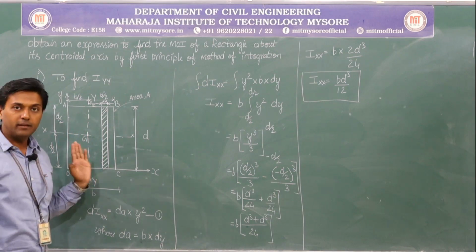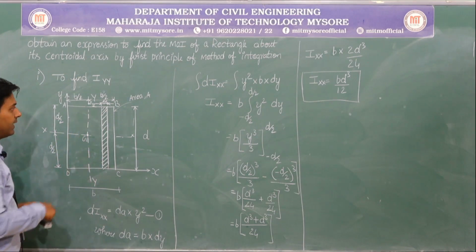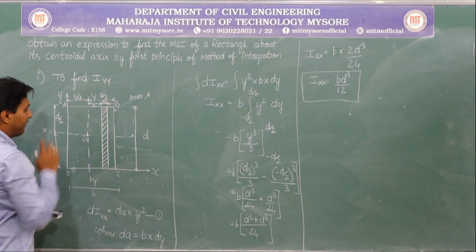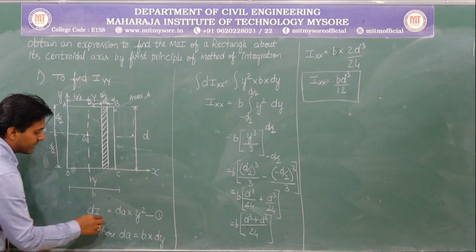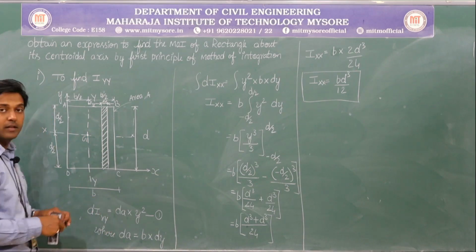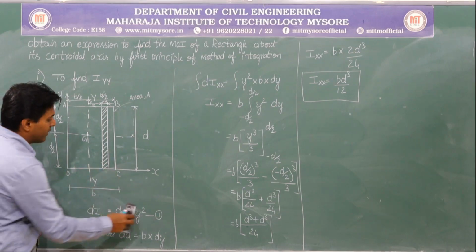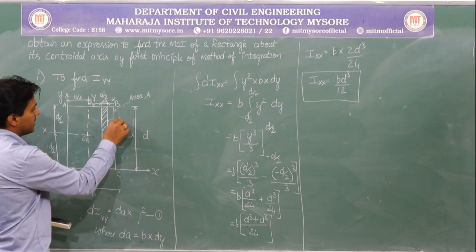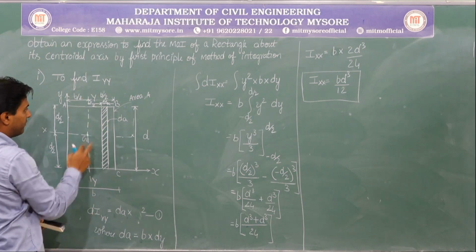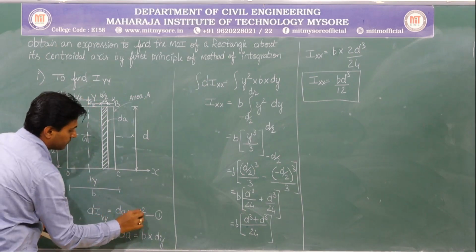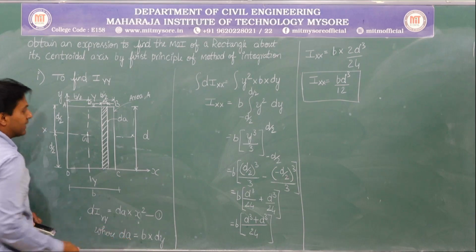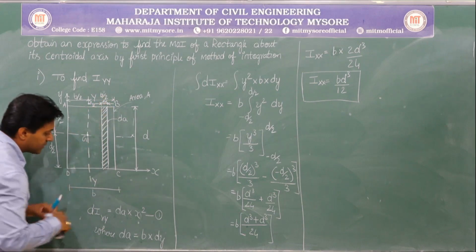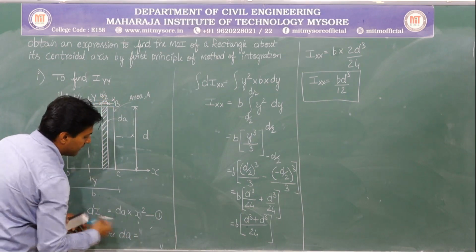Here also the same thing. Now I will calculate the moment of inertia of this elemental strip about the y axis. It is the same thing, area into distance square. The area is dA, into what is the distance square about the y axis? It is x square. Where dA is nothing but depth into thickness. Depth is d, thickness is dx.